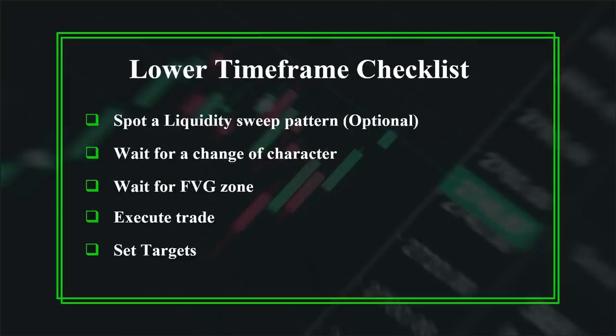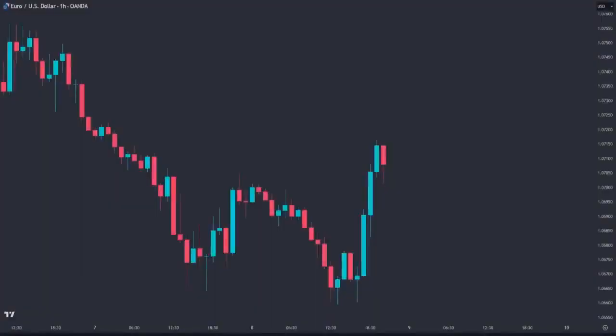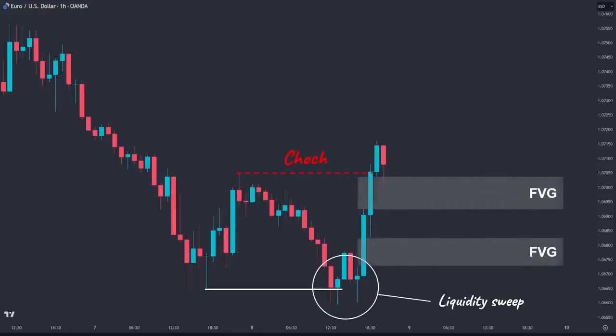Now let's see some examples on the real chart. Here on the Euro-Dollar 1-hour chart, we had a moving downtrend until we got a liquidity sweep pattern and a change of character. Both of them signal that the sellers are no longer in control and our direction is bullish. Now here we can identify two fair value gap areas, but only the one on the premium side of the range is considered as the potential trading area.